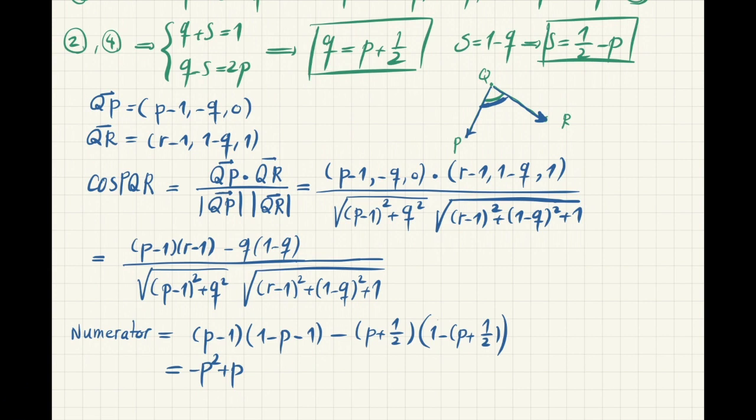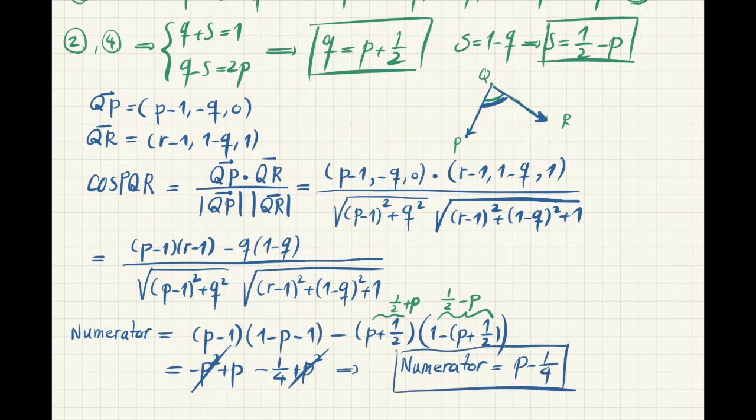But look here, what is this one? This is 1 minus P minus a half, so it becomes 1 half minus P. And this is 1 half plus P. So this gives me a conjugate pattern. So then it becomes 1 over 4 minus P squared. But I have a negative sign, so this one becomes negative. This one becomes positive. And the good point is that this one and that one are now gone. So the numerator is equal to P minus 1 over 4.